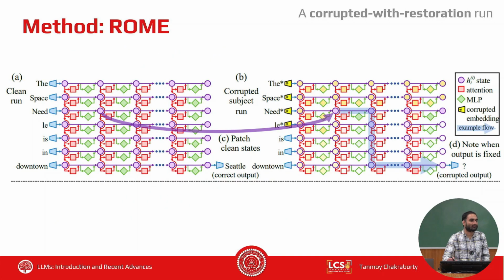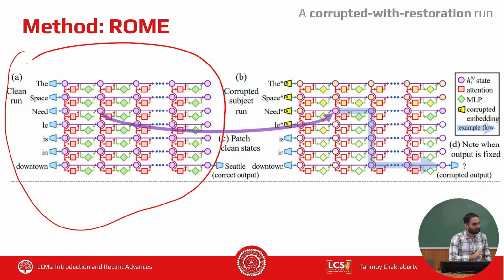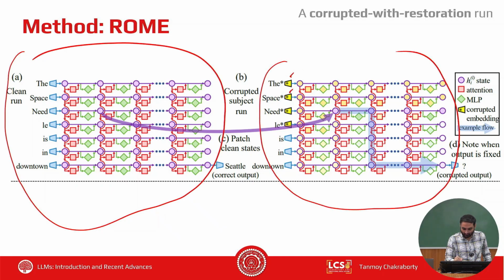Okay, the third version of this model is corrupted with restoration run. So clean run, corrupted with restoration run. In corrupted with restoration, what do you do? So this part is a clean run, okay, and this is the corrupted run. You see these inputs are corrupted, subjects are corrupted, right?